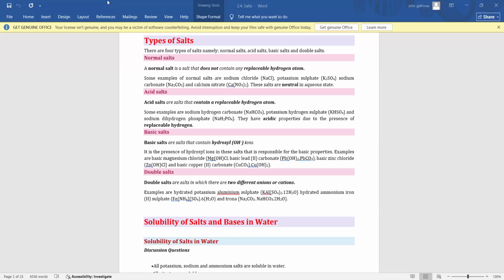After looking at what a salt is, or giving a definition of the same, we have 4 types of salts. That is the normal salt, the acid salt, the basic salt, and the double salt. So I'm requesting you to write on the chat. You give the definition of the normal salt, acid salt, basic salt, and double salt. So let's do that on the chat.